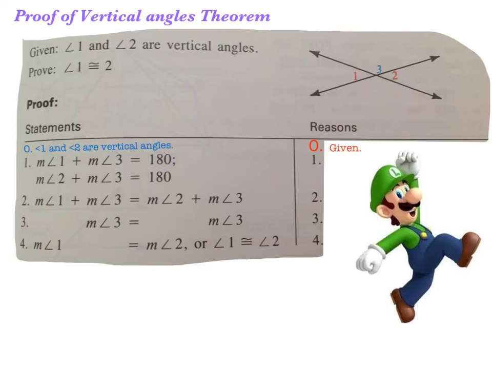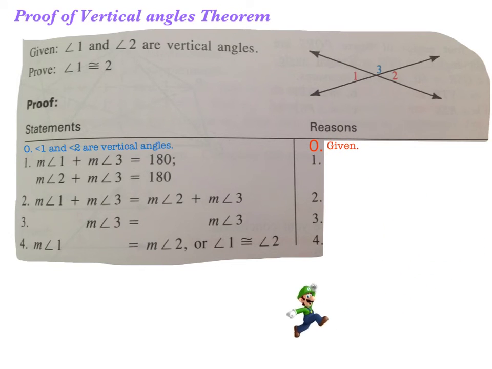Okay. So I'm going to go ahead and move Luigi out of the way. Maybe I'll put him up here climbing that angle. Oh, he's running off the side of the screen. Okay, the first thing I want to point out is your textbook made a huge error. It forgot the given statement, so I added that in. So angle 1 and angle 2 are vertical angles, and that was given.